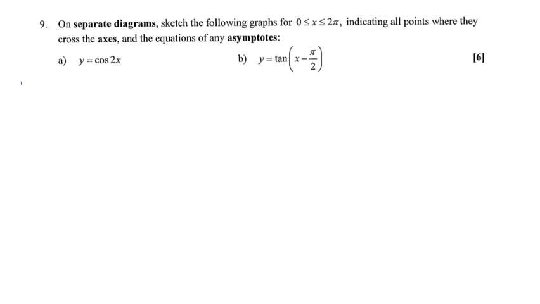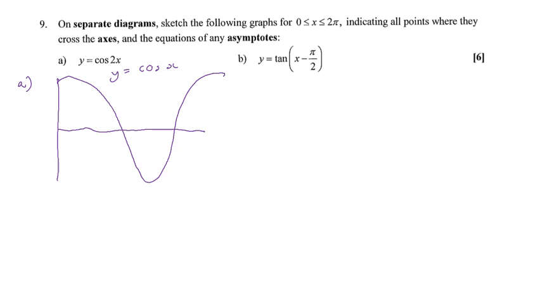Okay, so for question 9, 2 different graphs. Let's start with A. Now I'm going to do this in more than one go because I think it will be helpful. So for 1A, first of all, on here I'm going to sketch the graph of y equals cos x. And cos x, we should know, looks something like that.